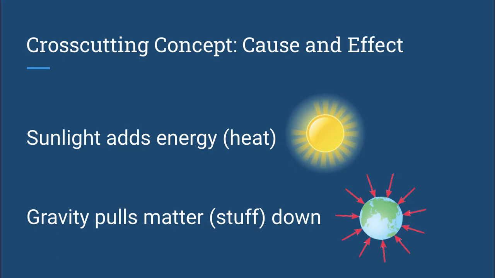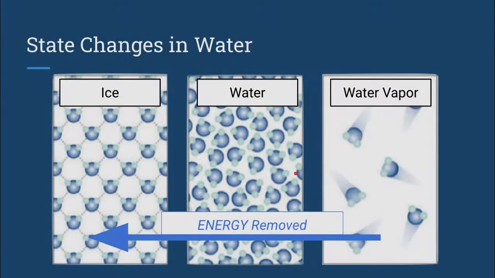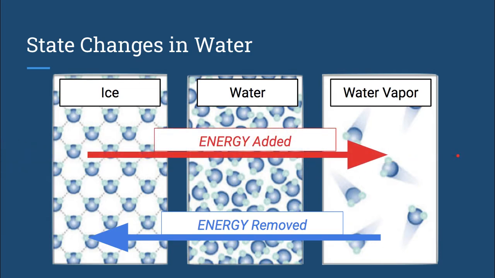The next important concept is that gravity pulls things down. Now, I don't like the term pulling down, but for our purposes, that'll work. Gravity pulls things down or towards the earth. Another important thing is that water can change state as it adds and has energy removed. If you forget how water can go between solid, liquid, and water vapor, go ahead and refresh yourself with the video on states of water.